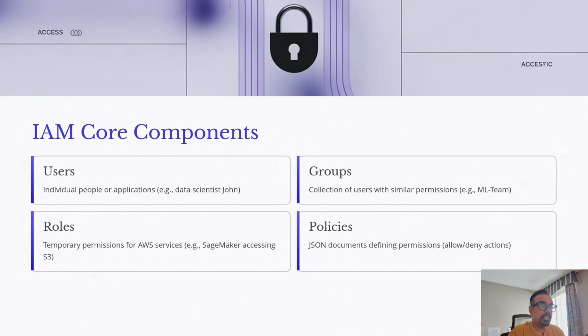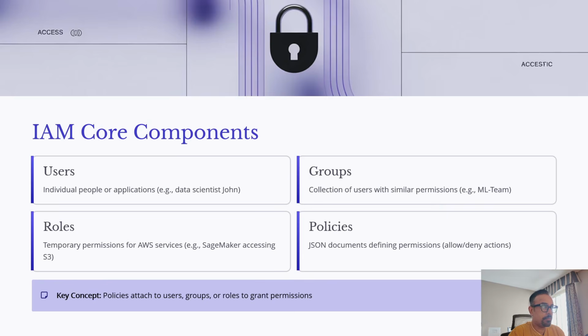Now, policies are JSON documents defining permissions that allow or deny specific actions. A policy might allow S3 GetObject and S3 PutObject on a specific bucket, but it can deny S3 DeleteBucket. So policies specify exactly what actions are permitted on which resources under what conditions.